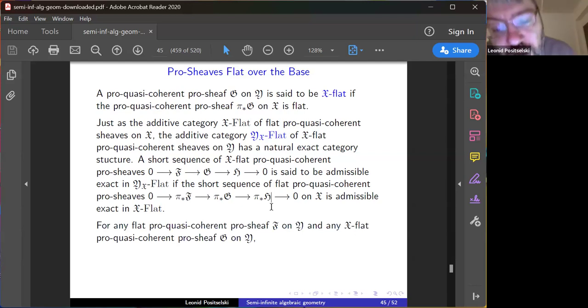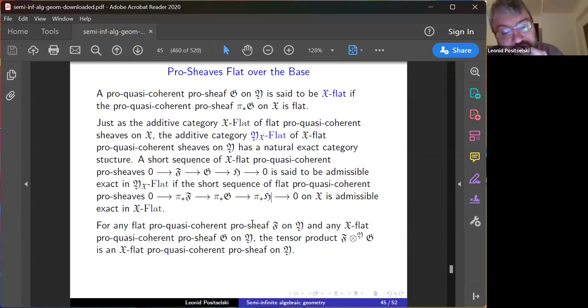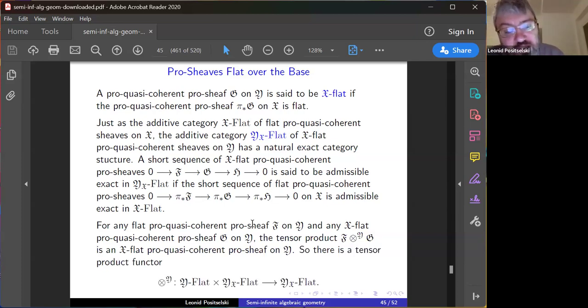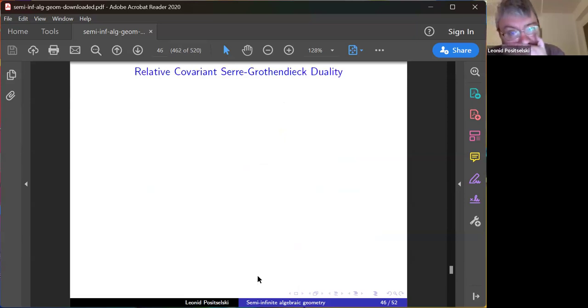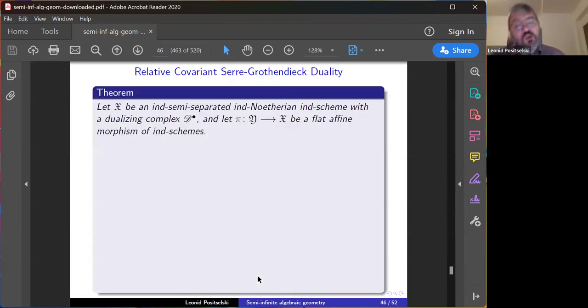For any flat pro-quasi-coherent pro-sheaf F on Y and any X-flat pro-quasi-coherent pro-sheaf G on Y, if F is flat and G is X-flat, then the tensor product is X-flat. It is an X-flat pro-quasi-coherent pro-sheaf on Y. So there is a tensor product operation from Y-flat times Y-X-flat to Y-X-flat. Relative covariant Serre-Grothendieck duality: this is a generalization of the previous theorem to the relative setting.